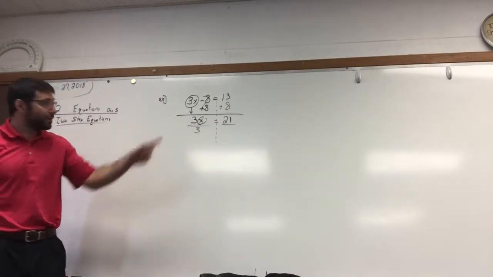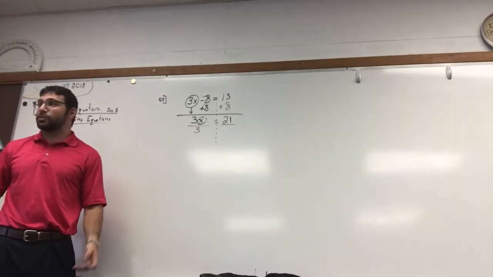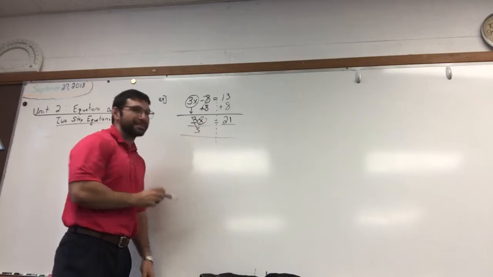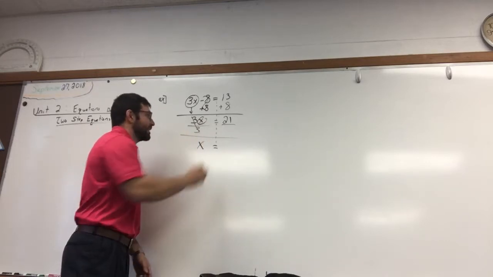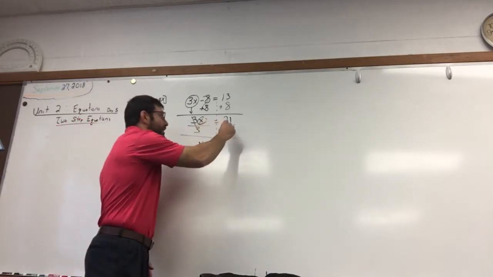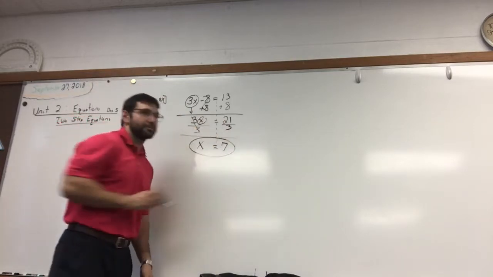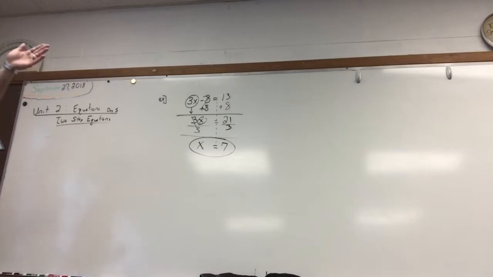Why does this work? 3 divided by 3 is what? 1. That leaves me with 1 what? X. We've isolated our variable. 21 divided by 3 leaves me with a... If you follow the rules and you keep asking yourself the question, it will go step by step by step and it will not be a problem.